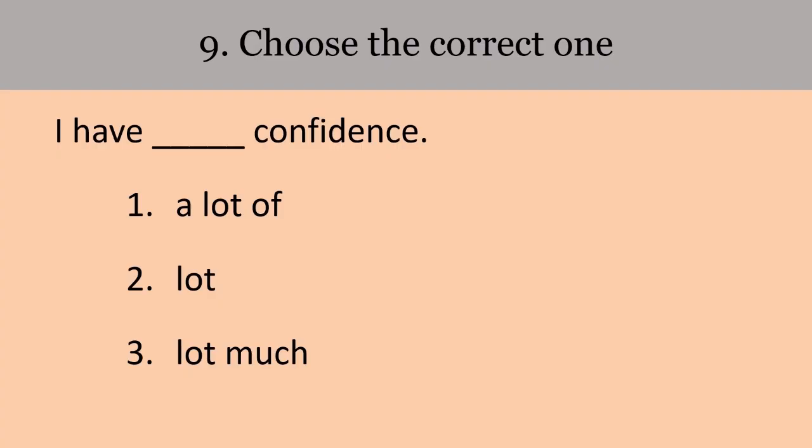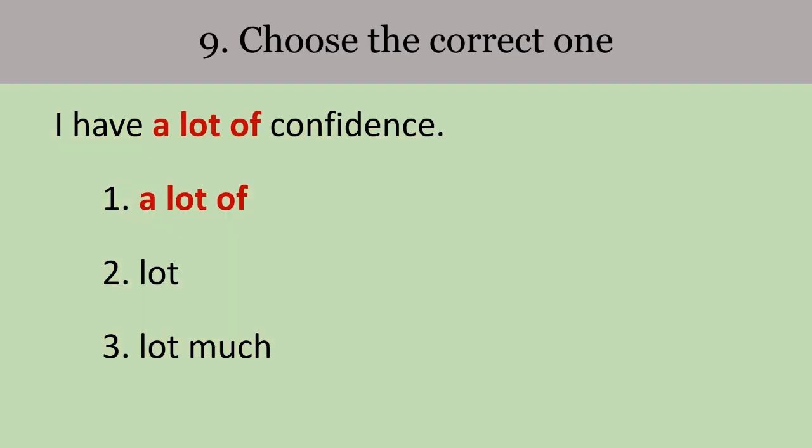A lot of, first choice; lot, second choice; lot much, third choice. The first choice is the correct one. I have a lot of confidence. You cannot say I have lot confidence because it doesn't make any sense. Collocation is all wrong. You cannot say lot much because lot and much are repetition. Lot itself means much, much itself means lot. So we cannot repeat them like that.